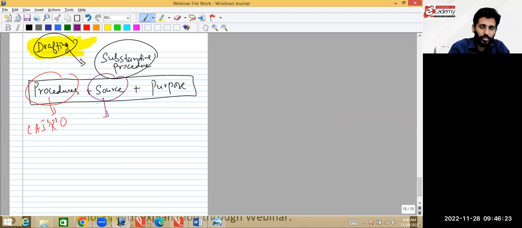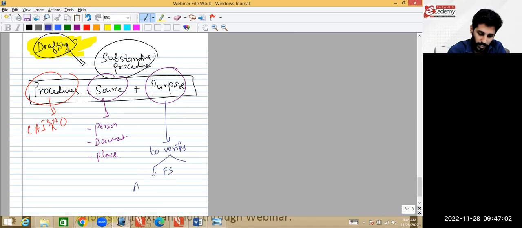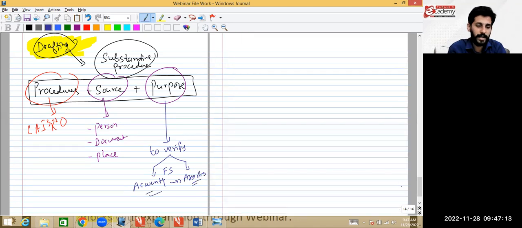What is source? Source is anything from where you can obtain the information. The source may be a person, any document, or a place. And what is the purpose? Students often fail to write the word purpose, and when they fail to write it, they lose their marks. The purpose is to verify financial statements, accounting, and the assertions.